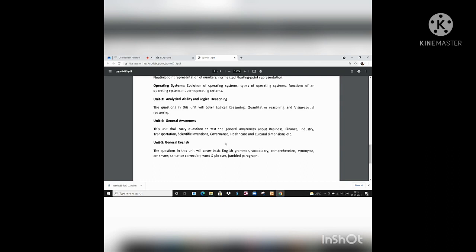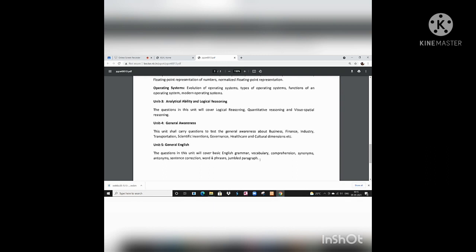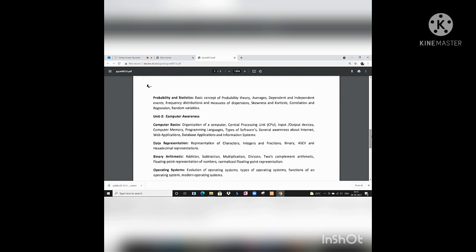Then coming to the general English part, the questions in this unit will be basic English grammar, vocabulary, comprehension, synonyms, antonyms, sentence correction, words and phrases, then jumbled paragraph. I hope you people will really do good in this English part. It will be basics, but try to attend some mock tests, so that you'll be getting confidence, and if you attend any mock test before the exam, it will be easy, you know.